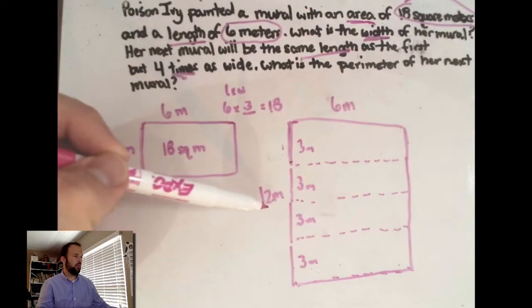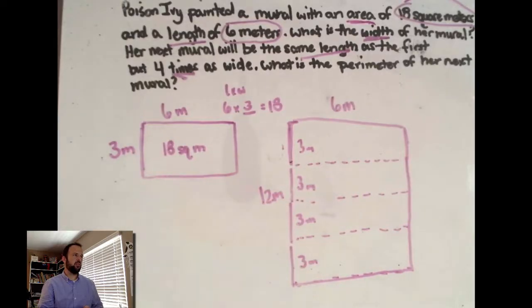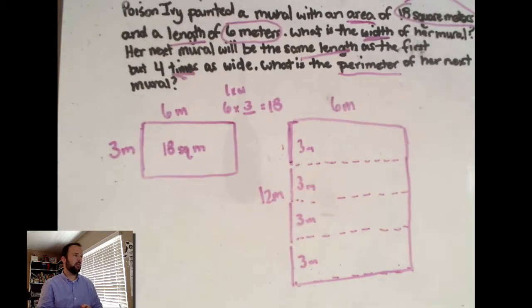All right, so we know that now. We know that our width is going to be 12. Our length is going to be 6 because our length stayed the same. But our final question here is, what is the perimeter of her next mural? So how would I find the perimeter of this? Awesome. Again, there's a lot of different ways I could find it, right?